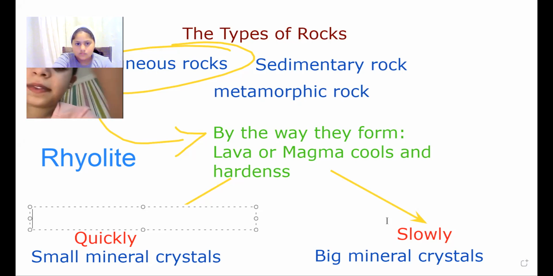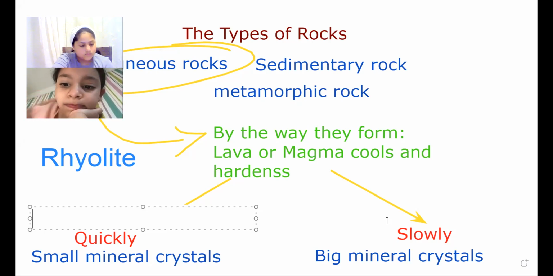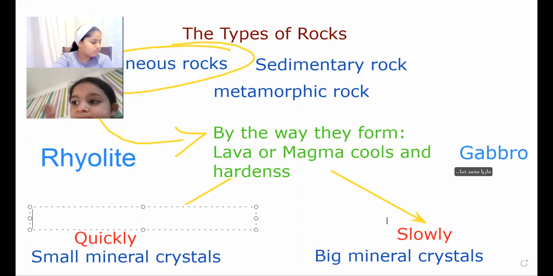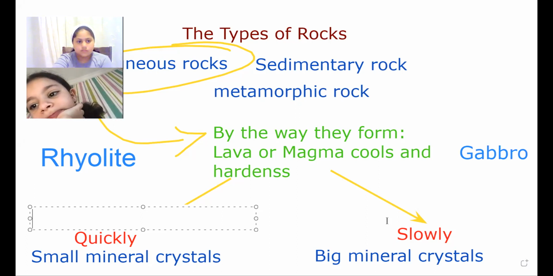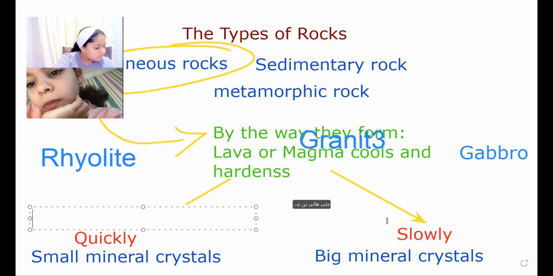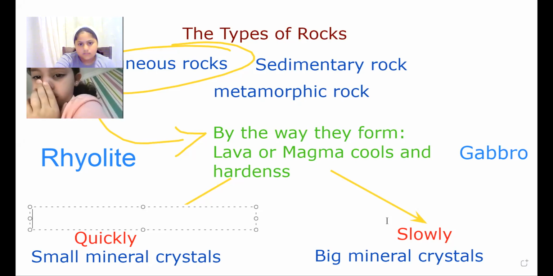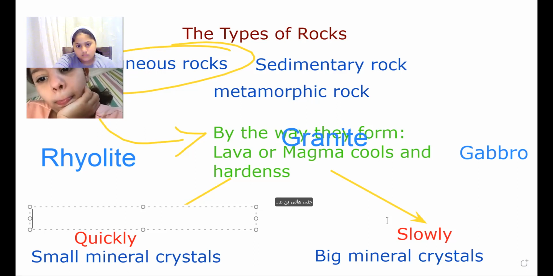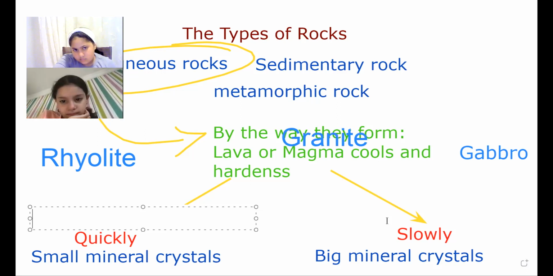Right. Okay. This is the rhyolite. Excellent, Maria. The gabbro. Gabbro and what? Come on. I need another two examples. Gabbro cools down slowly and you can see it with your own eye. Granite, excellent. Granite, is it quickly or slowly, Jenna? It's slowly. Very good. What about the quickly ones?